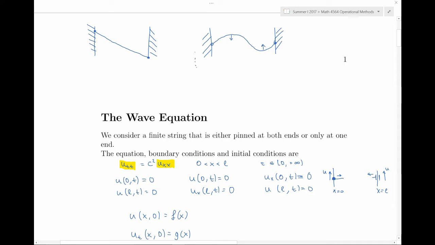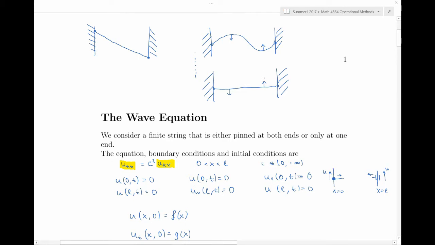However, as time progresses, the string will probably reach a position like that, but this part of it was going down and this part of it was going up. So the velocity will still be preserved and the particles in the string will continue to move in this direction.